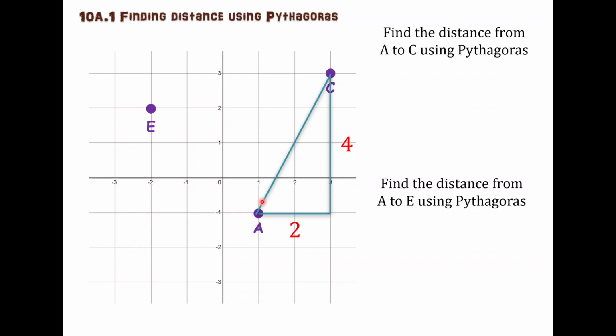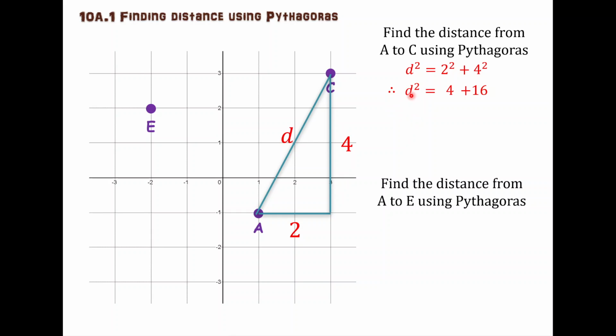If this is the distance, let's call it D, then the hypotenuse squared, D squared, is this thing squared, 2 squared, plus this thing squared, 4 squared. D squared is 2 squared plus 4 squared. From here, on the next line, we can replace 2 squared with its answer, which is 4, and 4 squared with 16, because 4 times 4 is 16.